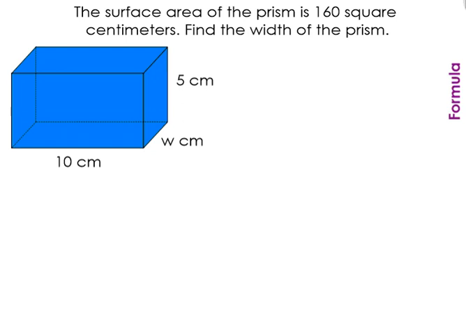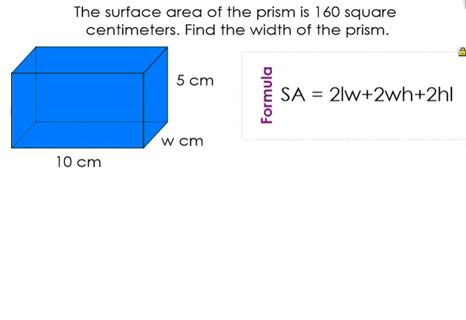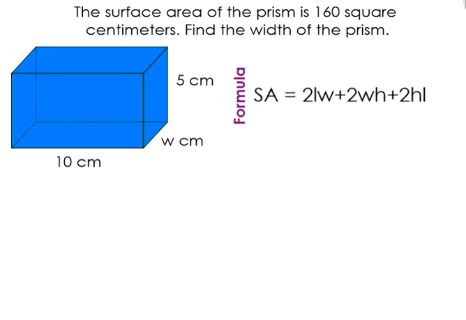All right, final problem for the video. It says surface area is 160 square centimeters. Find the width, and they have width labeled as W. The very first thing that we need is the formula for surface area. So if you remember from before, surface area is equal to 2 times length times width plus 2 times width times height plus 2 times height times length. Be sure you have that formula written down so that when you get to problems like this, you know what to start with. Okay, surface area, they gave us that, 160 square centimeters.